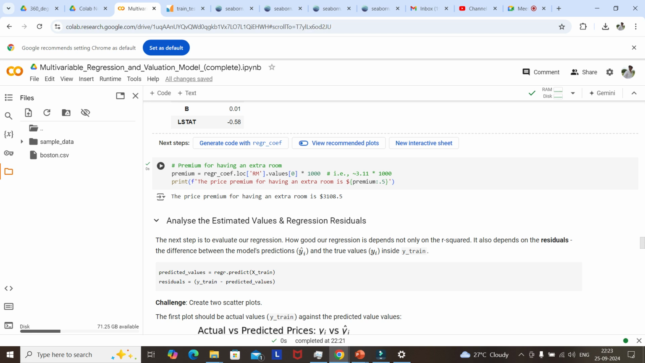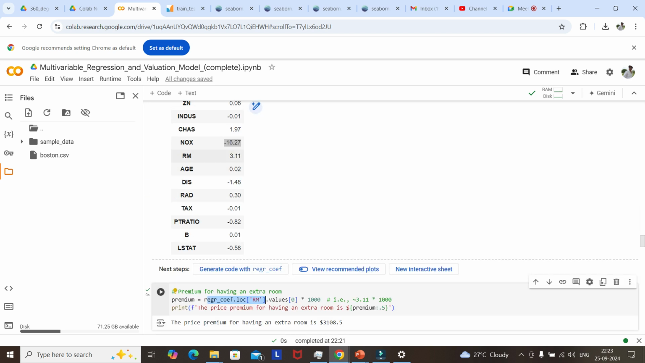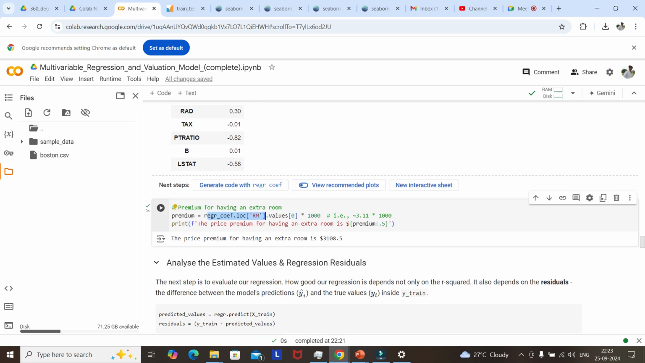So what we are taking is the coefficient dot log, like RM, on the value, and we are just multiplying with 1000. Whenever we run it, we are using just this. So this is what we did.